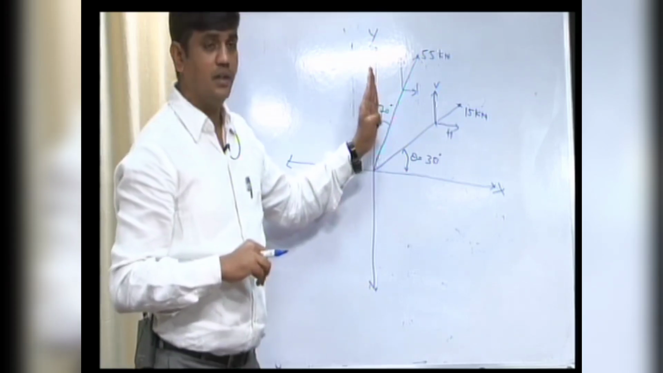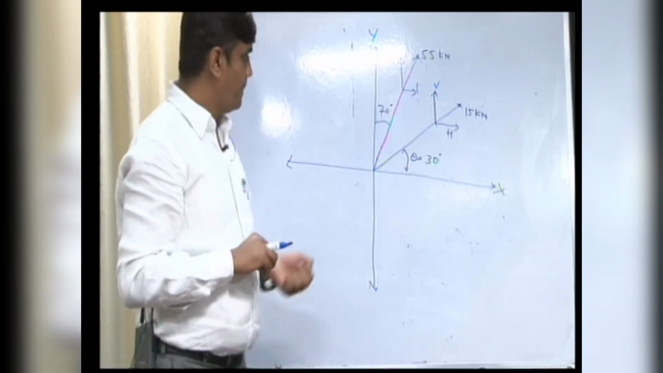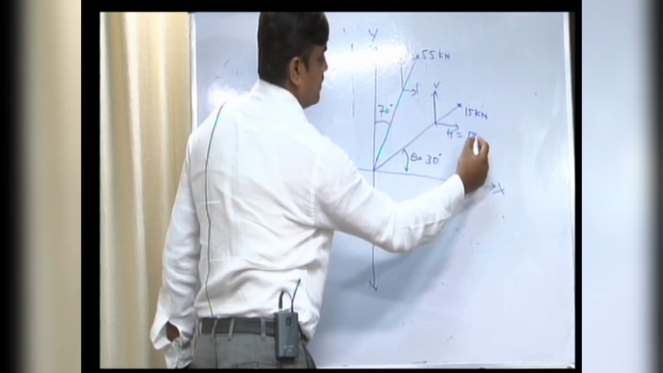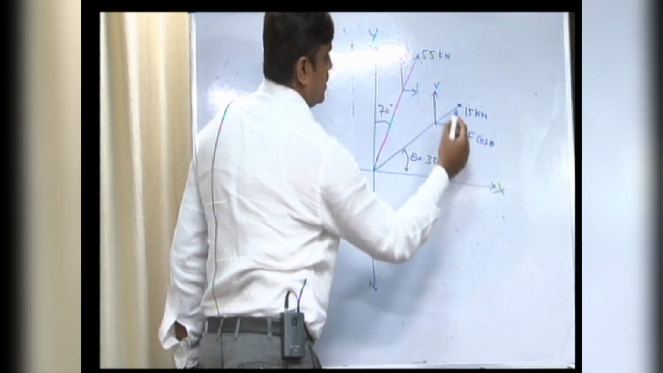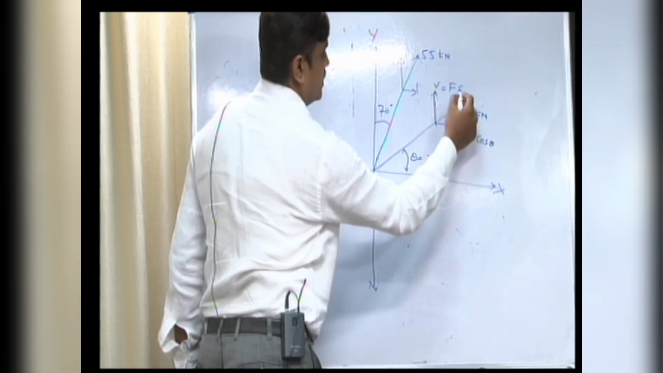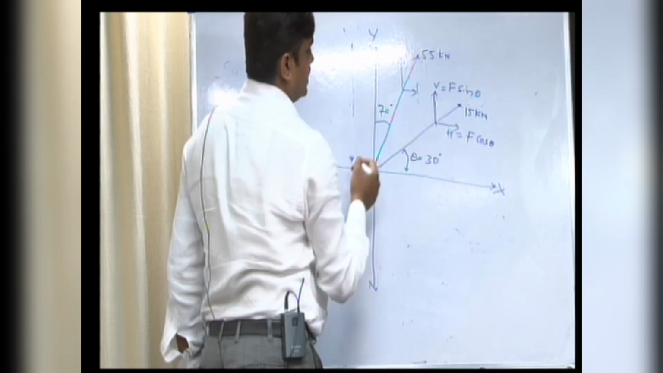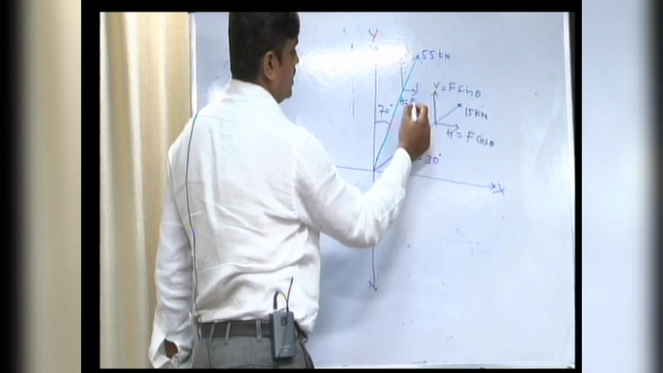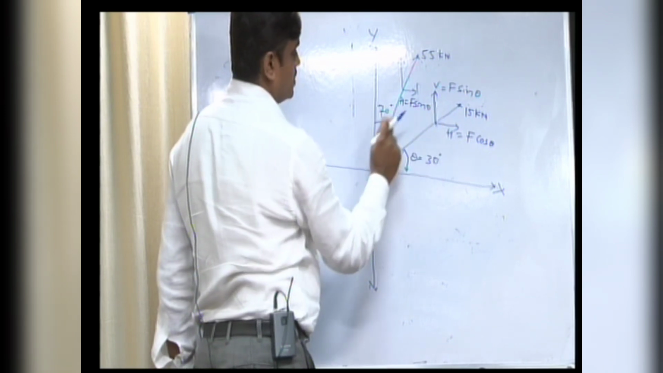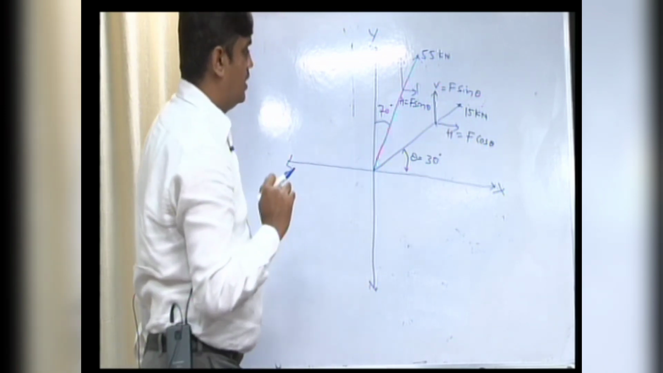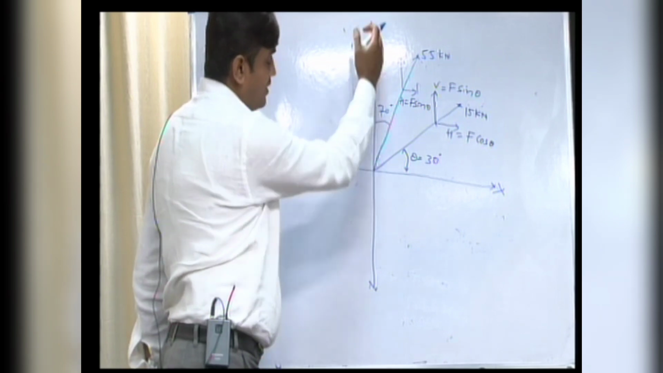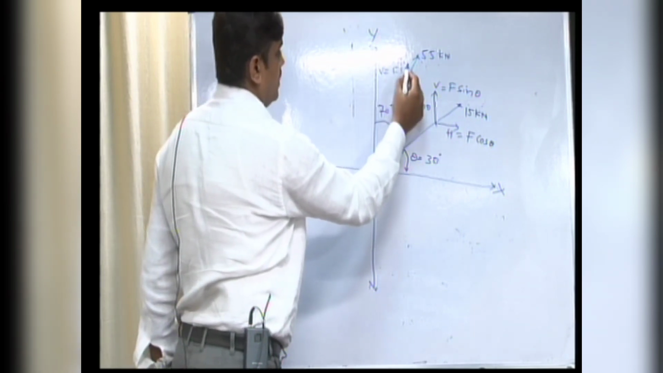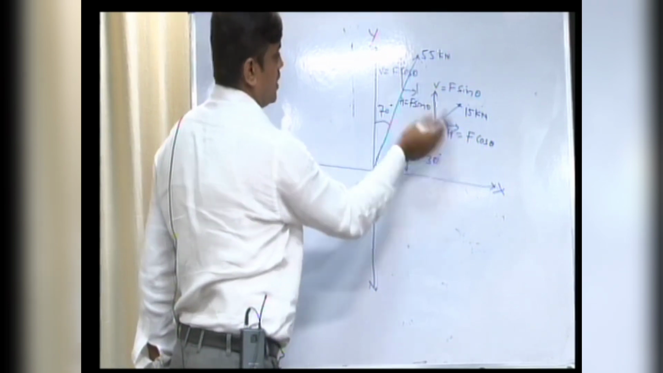It makes an angle with the y-axis, 70 degrees. Now, as I told you in the very first class, h is equal to f cos theta and v is equal to f sin theta. Here, h is equal to f sin theta because the force makes an angle with the y-axis, and v is equal to f cos theta, vice versa.